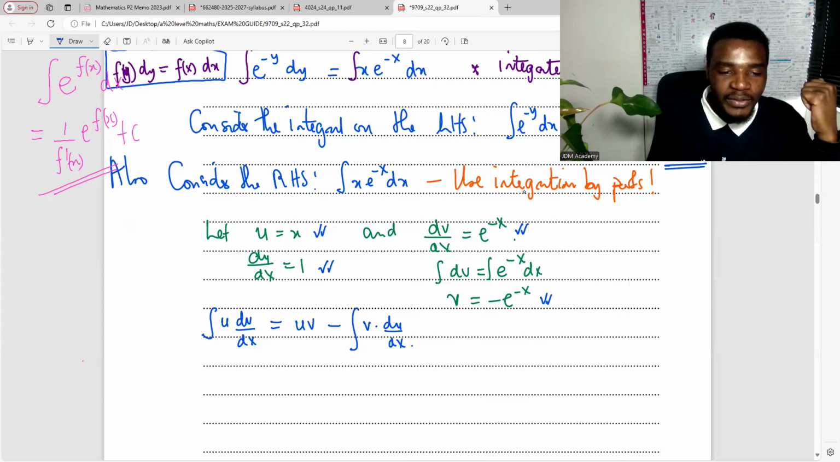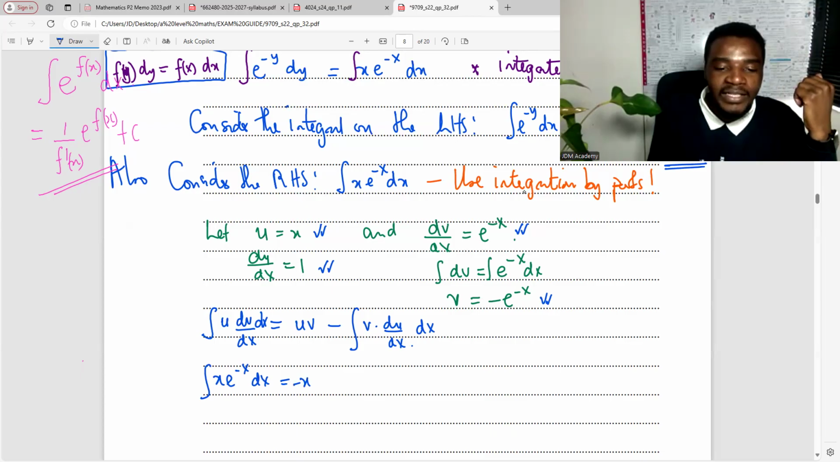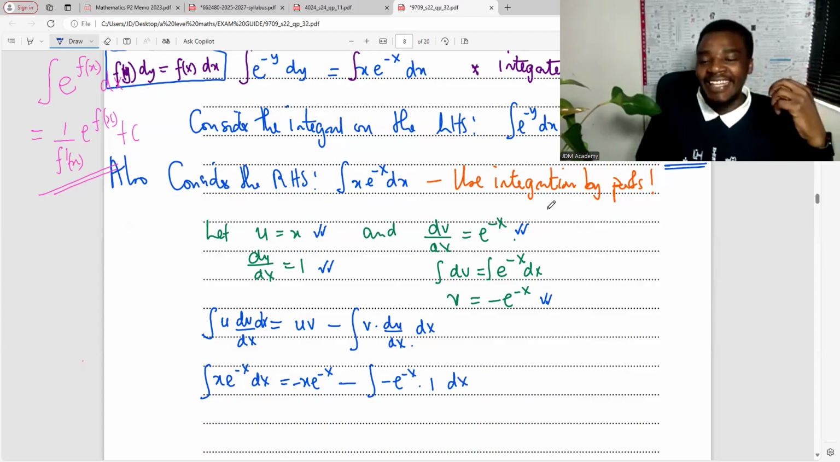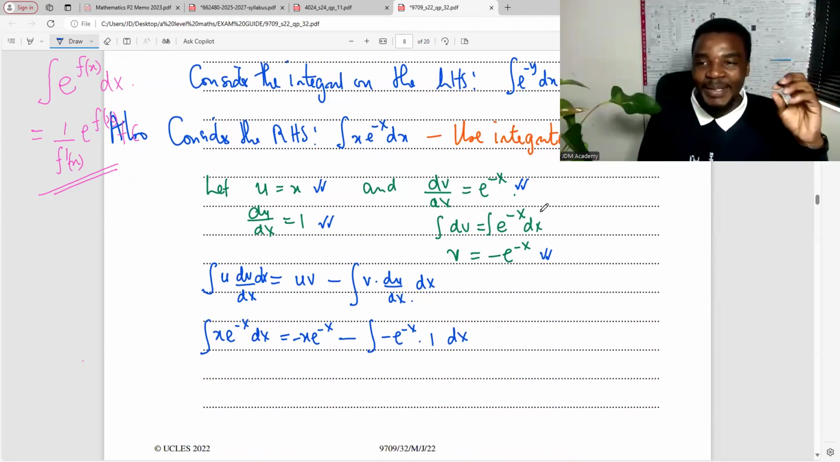So if we substitute, you can see that the value we have related to du is basically x, and the value we let be v dx is basically e to the power of minus x. So here we are integrating with respect to x. What is our u value? It's x, and what is our v value? It's minus e to the power of minus x, minus the integral of v, minus e to the power of minus x, times du/dx, which is 1 dx. So yes, that's how we integrate using integration by parts.